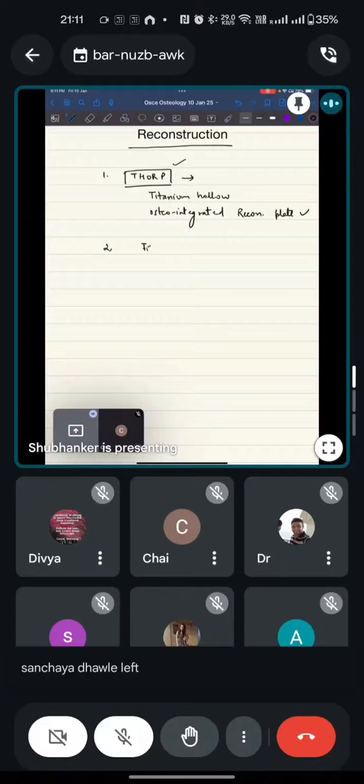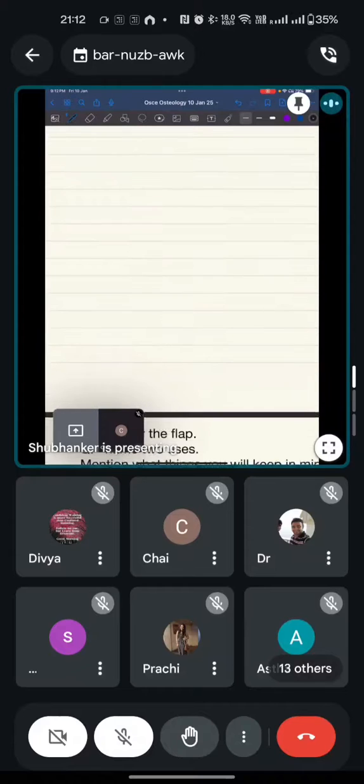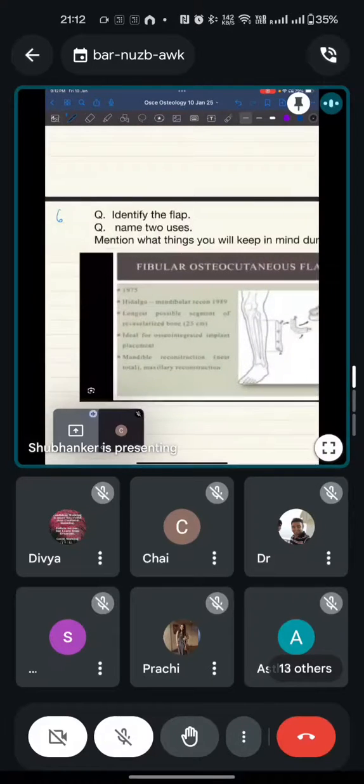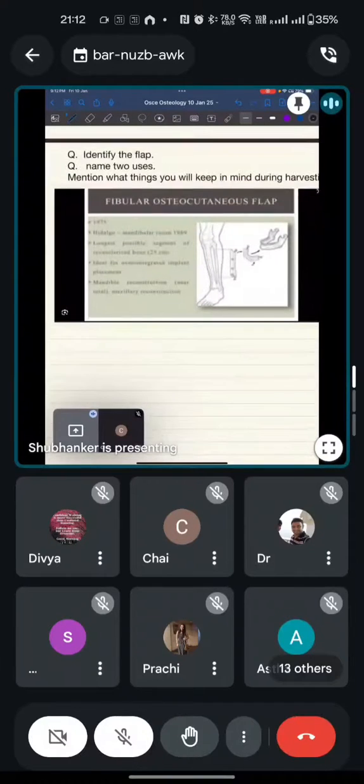Second is your fibula flap. You'll see the image of this fibula flap also just in a while. And what questions can come from this flap, we'll see here only. Okay, so let's see. Identify the flap, name two uses, mention what things will you keep in mind during harvesting of the graft.